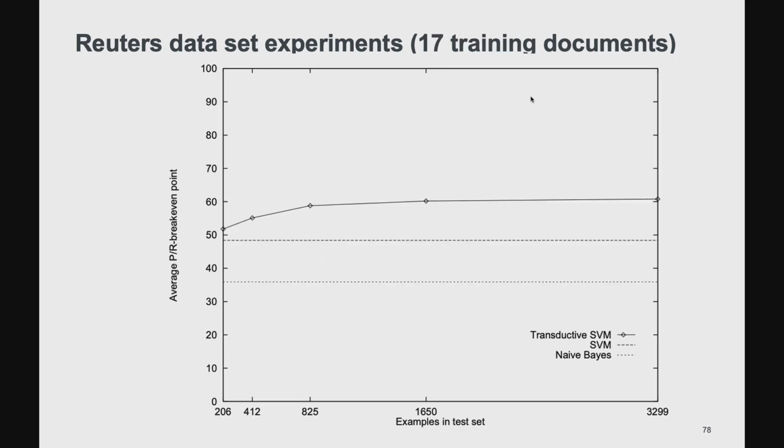Another diagram. Here one can look at the examples in the test set. Of course, for naive Bayes and support vector machines, the number of examples in the test set does not influence the performance. But for the transductive support vector machine, the number of examples in the test set, up to a point of maybe 500 or so, improves the classifier. And here specifically, this was true for 17 training documents. So a really sparse sample where only very little manual work is required.